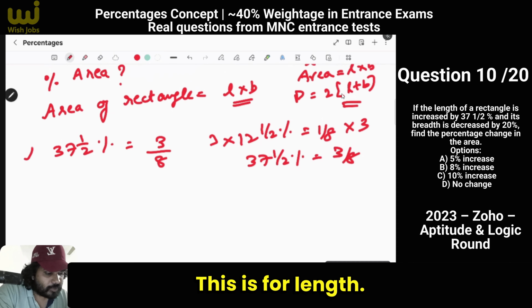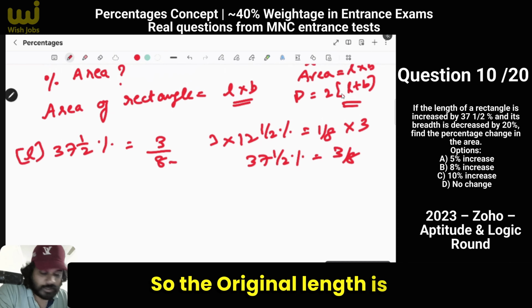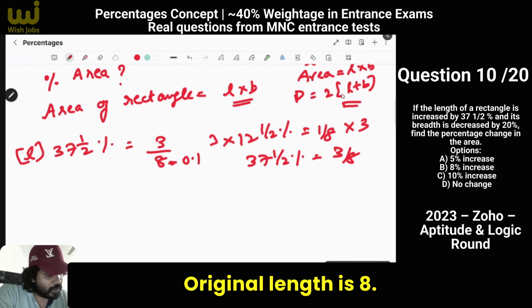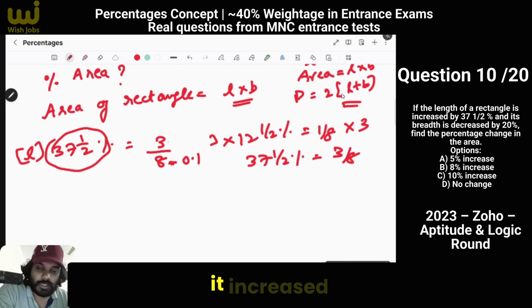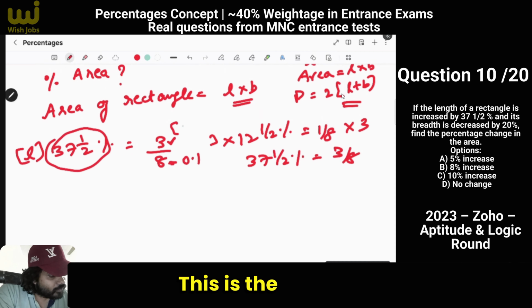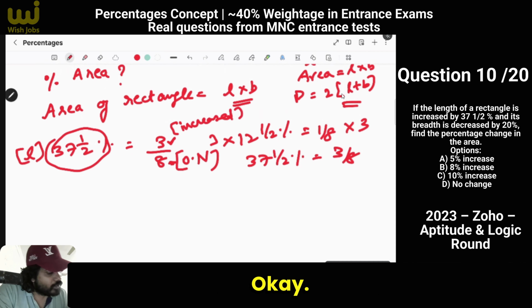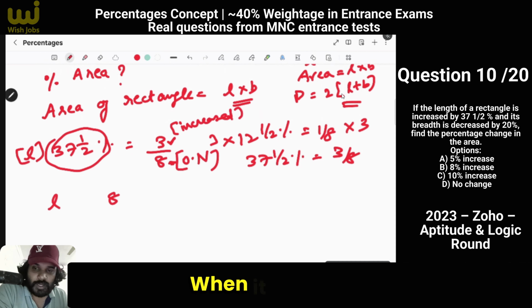This is for length. The original length is 8, but when it increased by 37 1 by 2 percentage, it increased by 3. This is the increase, and this is the original. So previously the length is 8. When it increased, how much did it become? 8 plus 3. Excellent, 11.